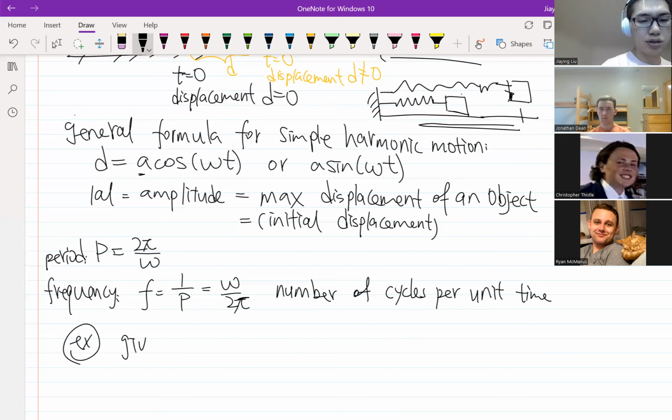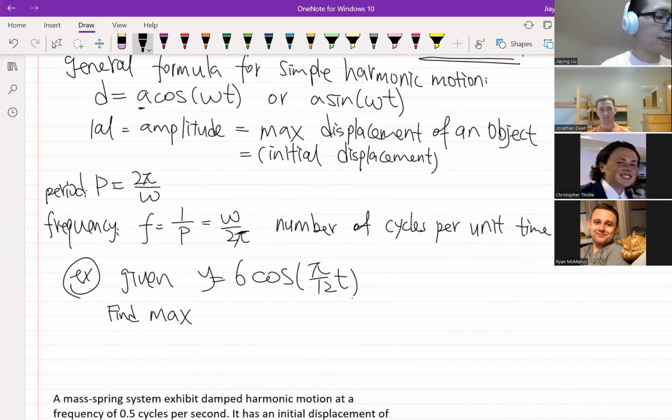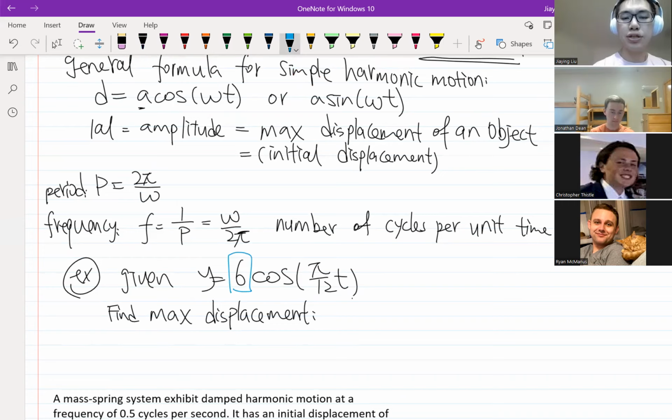So given y equals 6 cosine pi over 12 t, we're going to find the maximum displacement. Well, the maximum displacement really is just coming from the amplitude, which is given by the a value, the coefficient of cosine, in this case 6. We don't need to take the absolute value, it's already positive, so that's just going to be 6. So let me rewrite it. D max is going to equal 6.